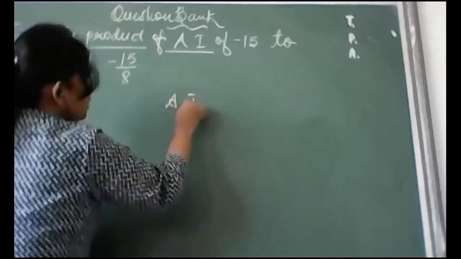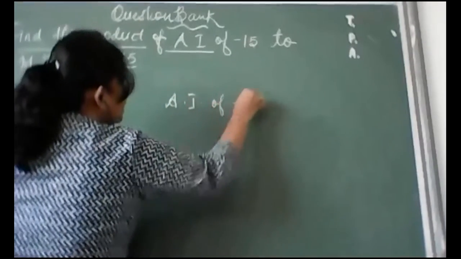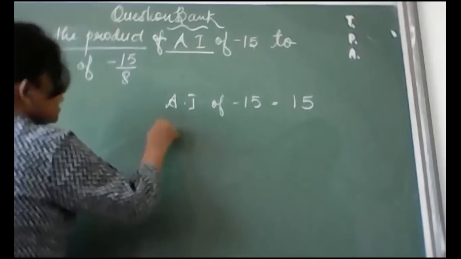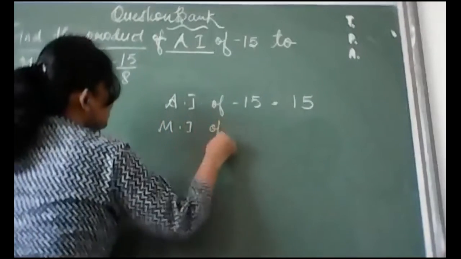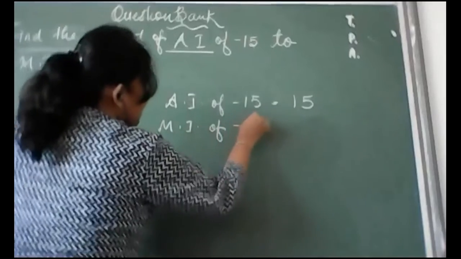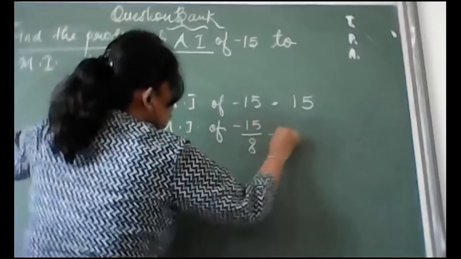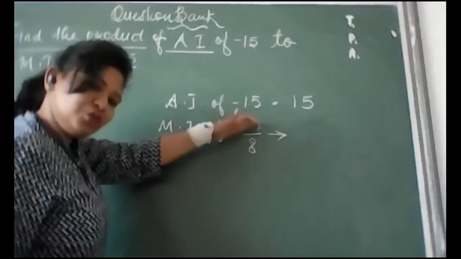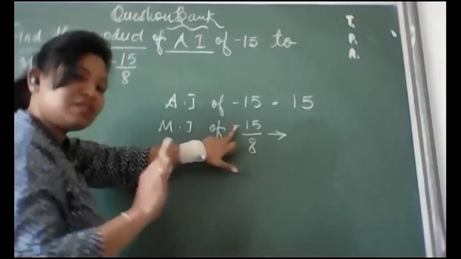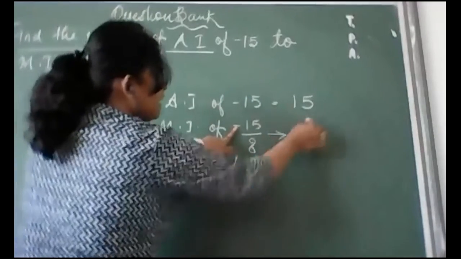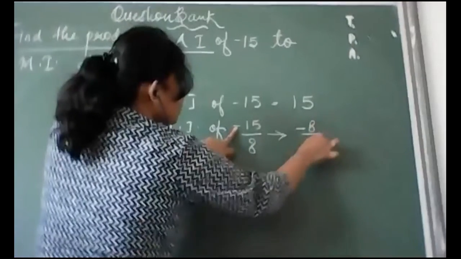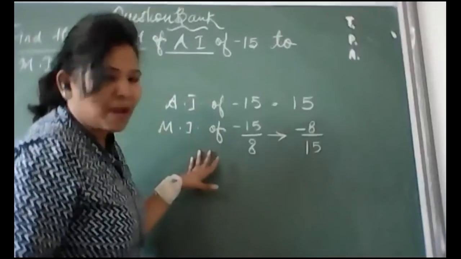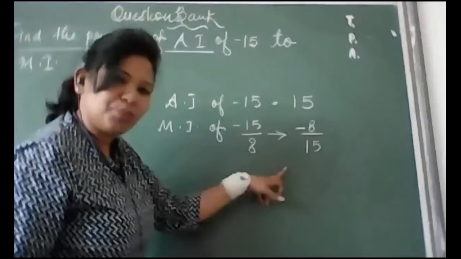So if your question is telling you to find the product, before finding the product, first we will take out the AI of -15, which will give you +15. Then the MI, that is multiplicative inverse, of -15/8: numerator changes into denominator, denominator changes into numerator, and the sign will remain constant. So 8 will remain here, 15 will come down. Now this will be the correct position of -15/8, it will be -8/15.